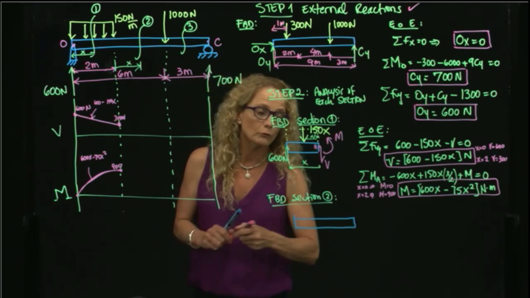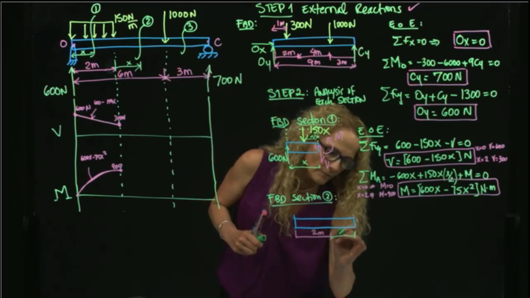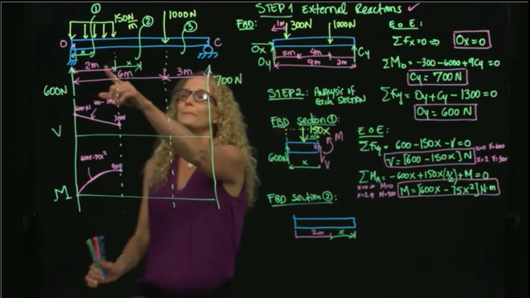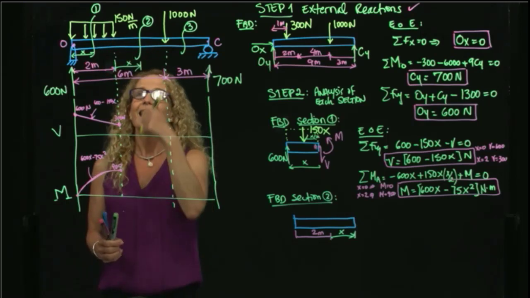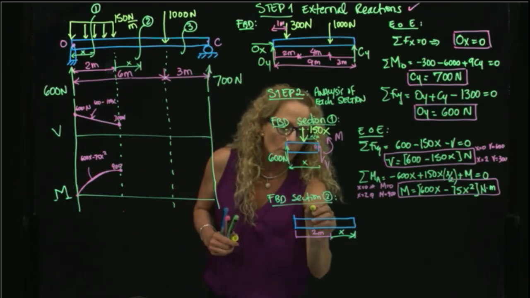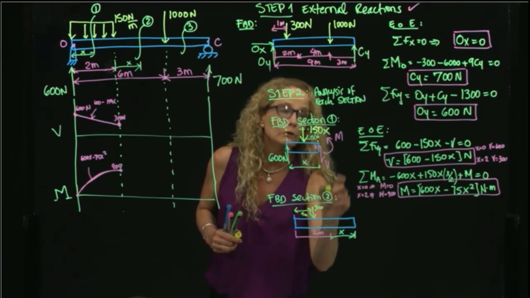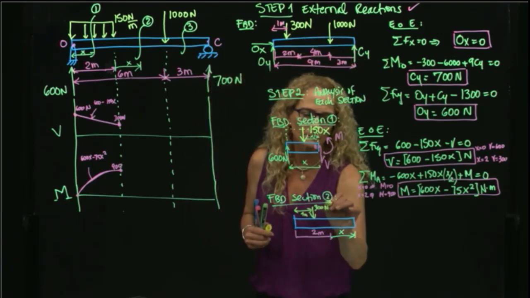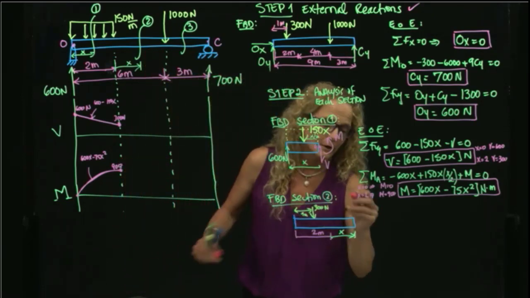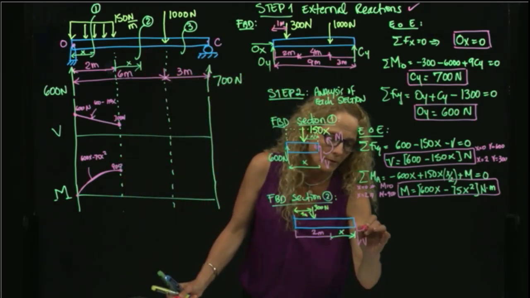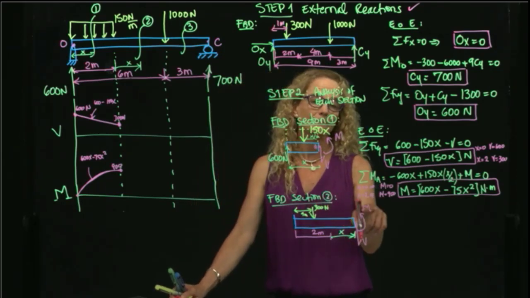Then I have 2 meters, and then I have x. And as you see, I am beyond the distributed force. So I already can put a concentrated force at 1. And this is 300, the same 300 that I have over here. Okay, and I don't have anything else, so I can draw my shear force and my bending moment.